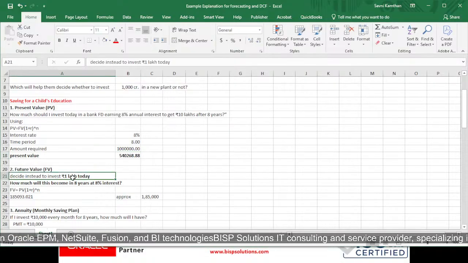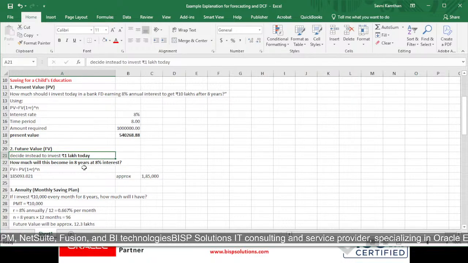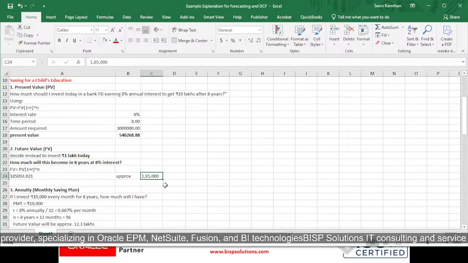Next is our future value, where we decide to invest 1 lakh rupees today. So how much will it become in 8 years at 8% interest rate? So we will be using the formula FV equals PV times 1 plus R to the power n. So approx we will be getting 1,85,000. So for that we will be investing 1 lakh rupees, which will be growing to 1.85 lakh rupees in 8 years.